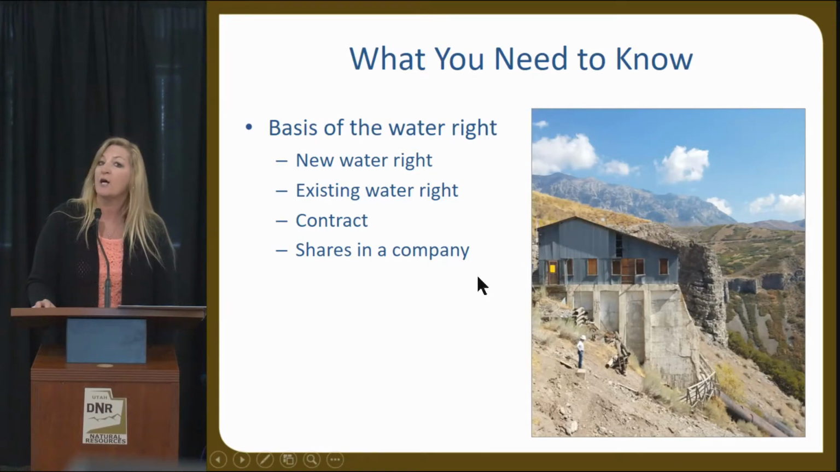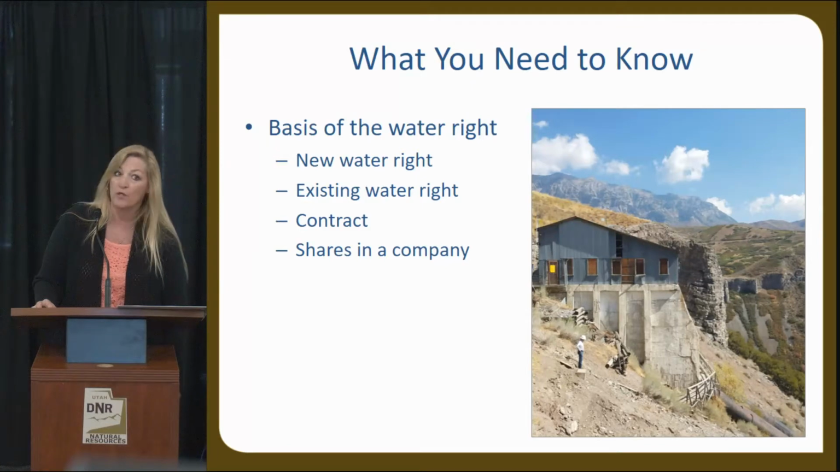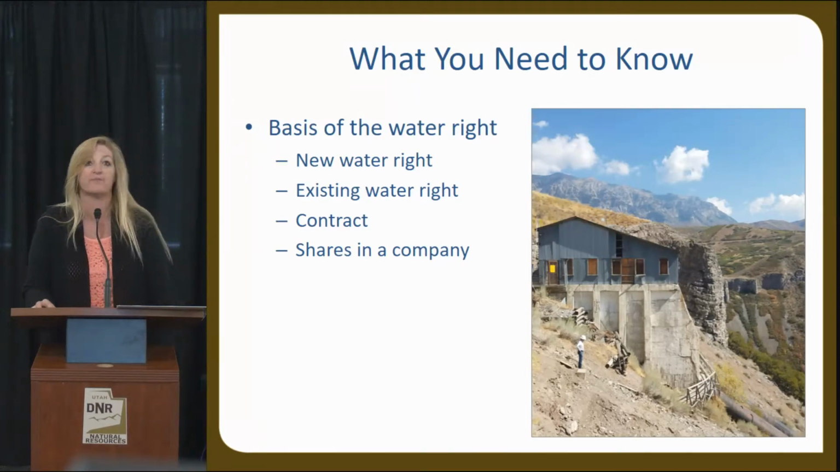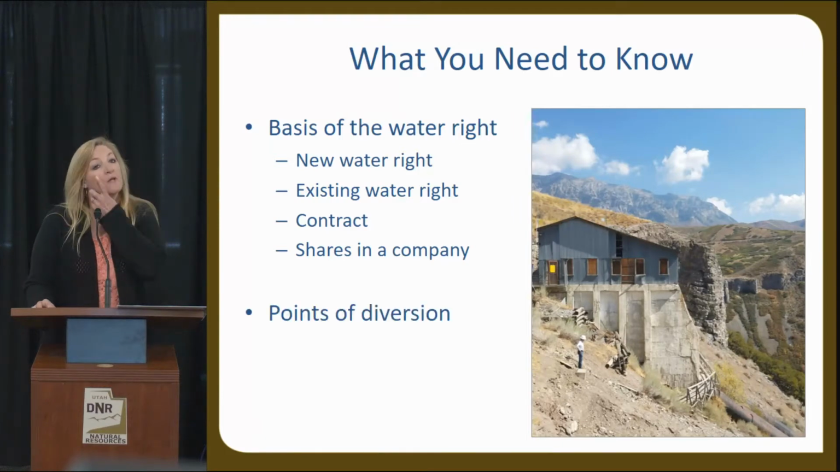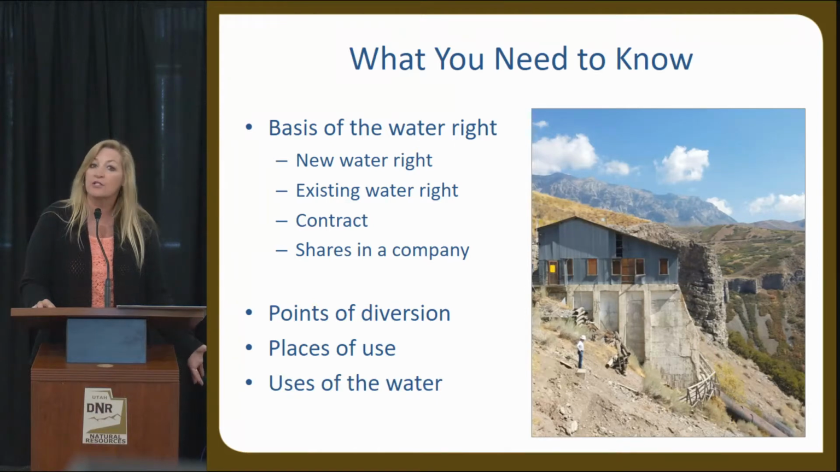And then the other option is if you have shares in an irrigation company that you're going to base your well permit on, then you have the shares in the company. The company actually owns the water right, but you are a shareholder, so the irrigation company will be a party to your change application and will need to sign the change application. Again, you need to know the points of diversion, place of use, nature of use.